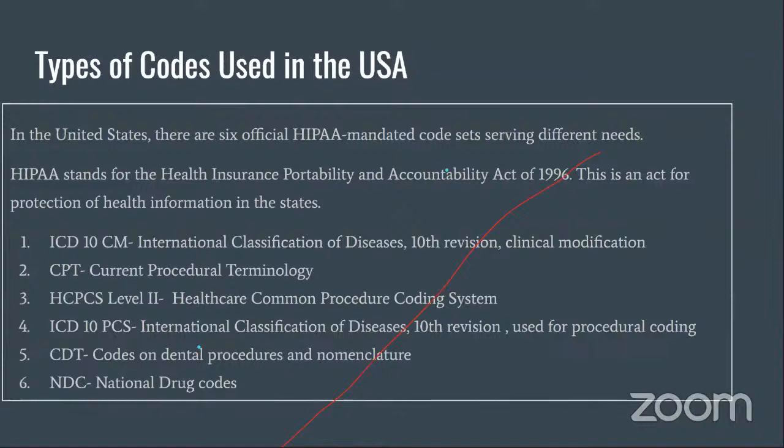The next is HCPCS Level 2, Healthcare Common Procedure Coding System, Level 2. Commonly we refer to HCPCS as HCPCS for the ease of saying it. HCPCS is used for coding of medicines or drugs, medical consumables. Next is ICD-10-PCS. Again, it's ICD-10, but it's a procedural coding system. This is used for procedures that are performed in the inpatient setting, that means in the hospital. Next is CDT, codes on dental procedures and nomenclature, so dental codes for dental procedures, dental visits, and NDC, National Drug Codes. This is another system that is used for coding of the drugs.